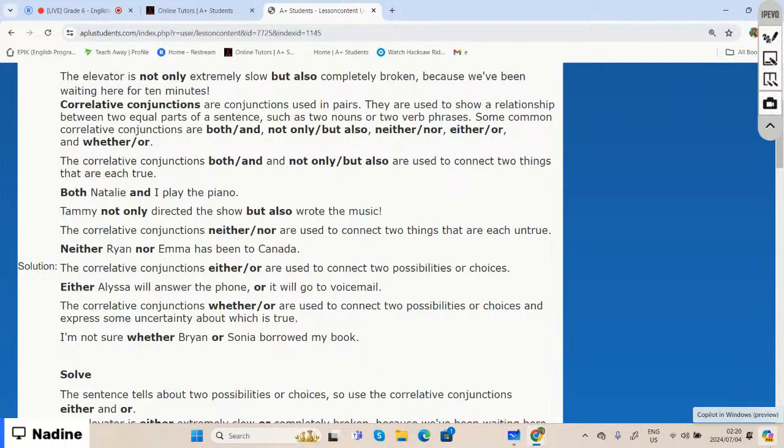And then the correlative conjunctions neither or nor are used to connect two things that are each untrue, right? Either or is to show two possibilities or choices, and whether or is to connect two possibilities or choices and to express some uncertainty about which is true.